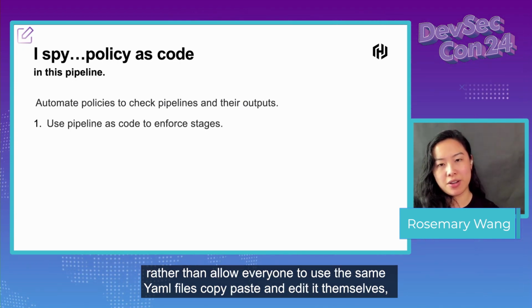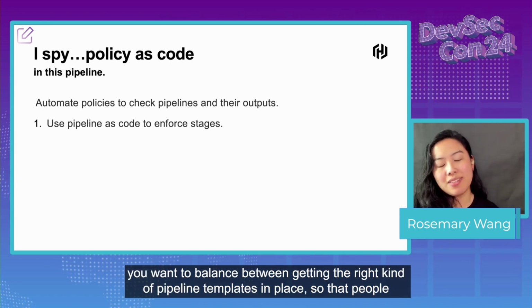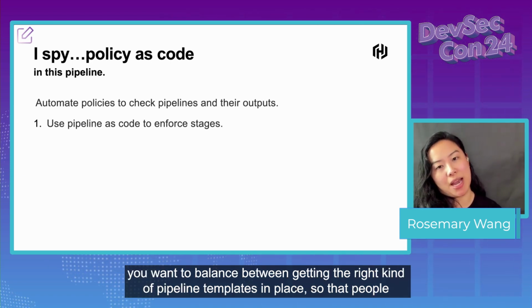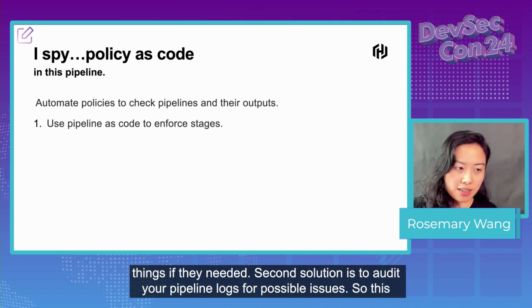Rather than allow everyone to use the same YAML files, copy, paste, and edit it themselves, you want a balance between getting the right kind of pipeline templates in place so that people actually know the stages in the pipeline that they need, but also have the flexibility to add new things if they need it.